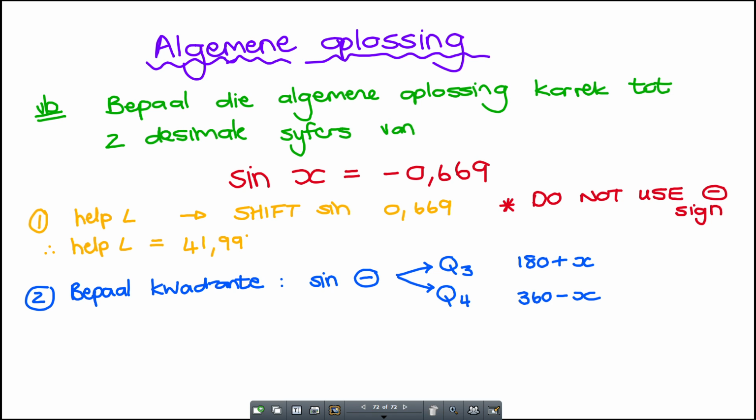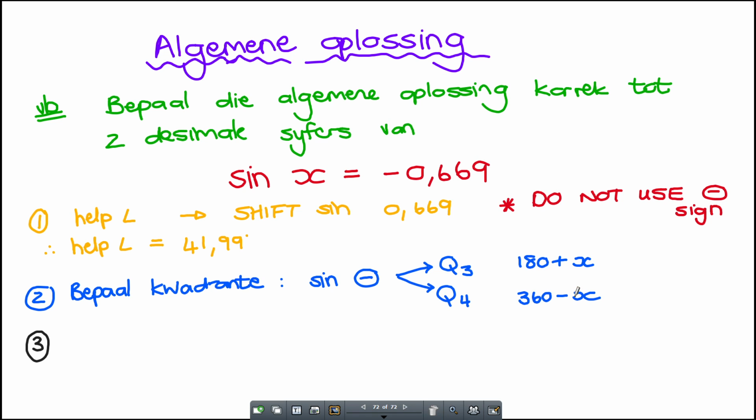So step 1, get reference angle. Step 2 determines the quadrant. Want nou, volgens daai kwadrante, gaan ek weet hoe om my algemene oplossing te skryf. So, by stap 3. Weet dit lyk nou woes. As soon as we get to the second one, dan gaan dit beter voel.